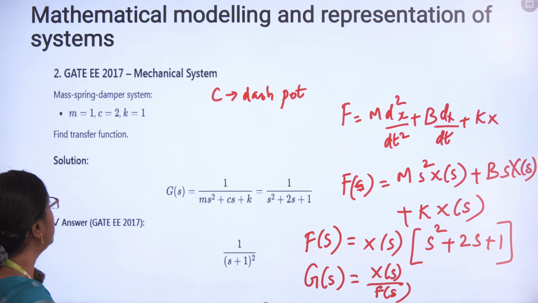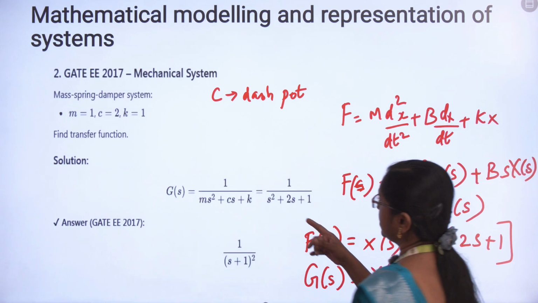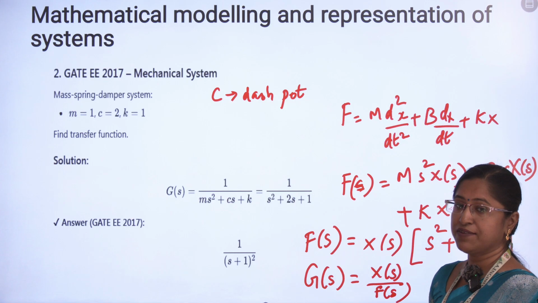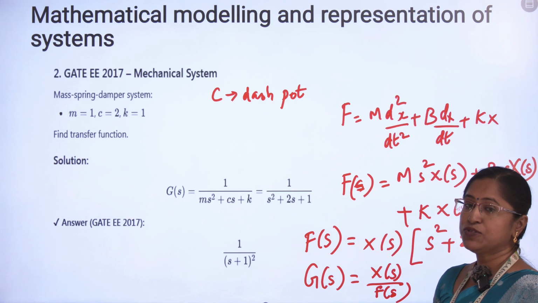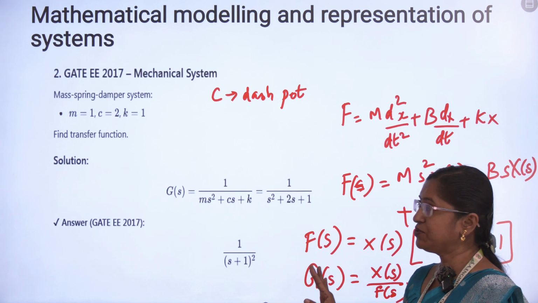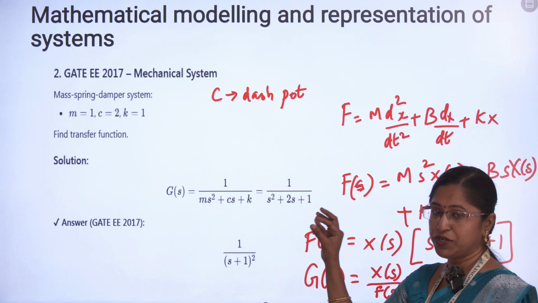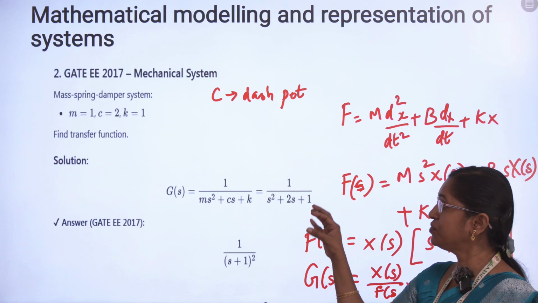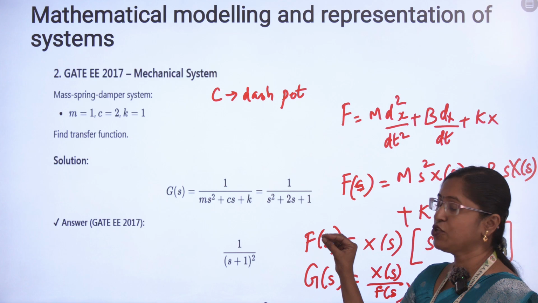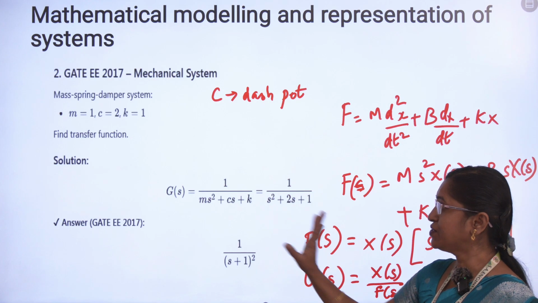Next one is a GATE question from 2017 for a mechanical system. They have taken a mass spring damper system where the value of mass m is given as 1, c is your dashpot, that is the friction coefficient, which is given as 2, and k is your spring value, which is given as 1. So we need to find the transfer function.